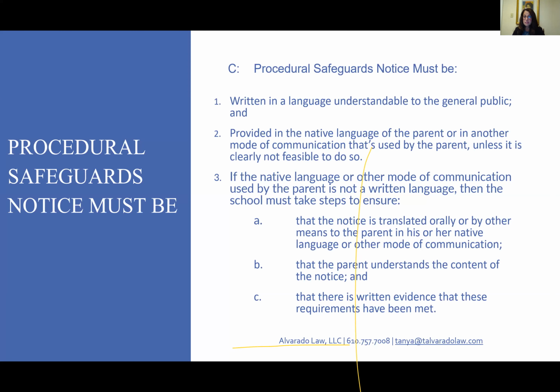If it's not possible to provide you the notice in your native language, then it can be translated orally. If the parent cannot access written language, they do need to make it accessible to the parent. It's very, very important that the parent is aware and knows how to access these educations so that you're aware of your child's rights.